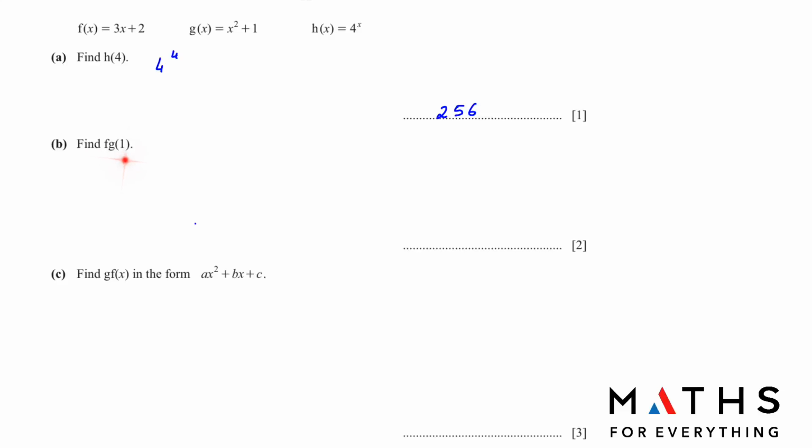Find f of g1. When the value is given to us, first we are going to find g1. You can look at it for more details in the function video which I have made. Replacing the x with 1, I got g of 1 is 2. Now f of g1. In the function f of x, I'm going to replace the x with 2. That will give us 8.